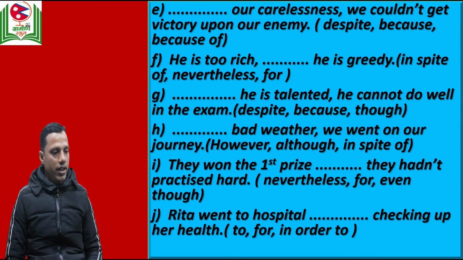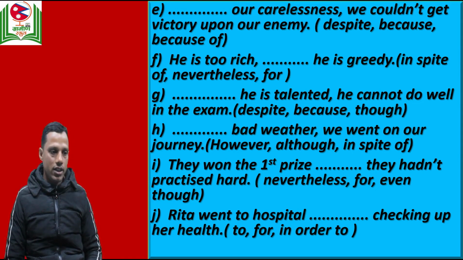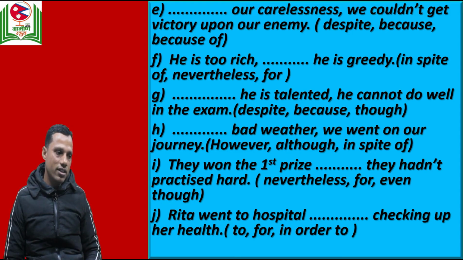Number F, he is too rich. He is greedy. Now let's try. We have the options: in spite of, nevertheless, for. Can you guess the right option? Yes. He is too rich. Nevertheless, he is greedy.